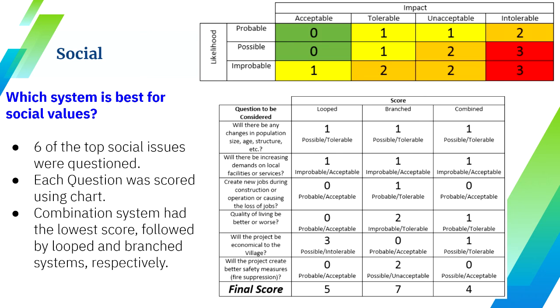The looped and branch systems have no middle ground. They are either the best options or the worst. This results in having areas of social impacts that are undesirable, where the combination system, although having some flaws, does not have any one area that it lacks in.